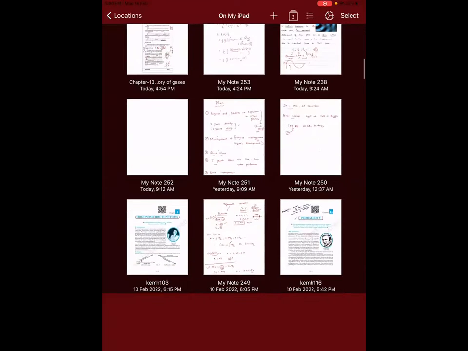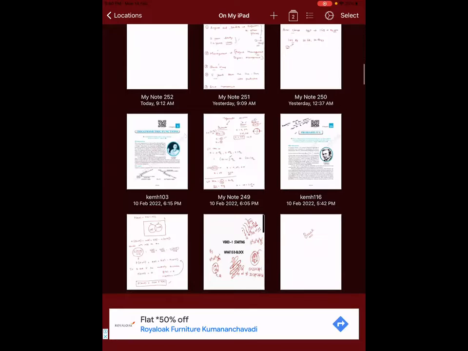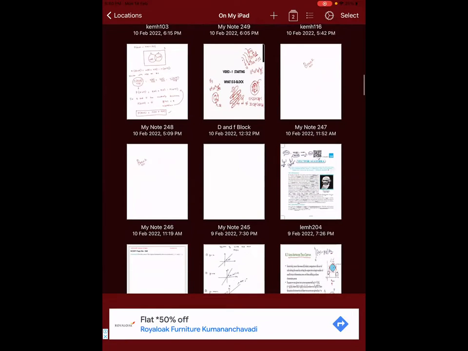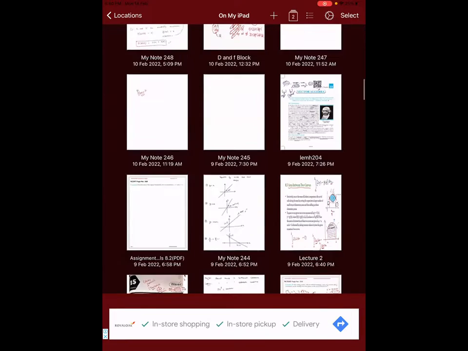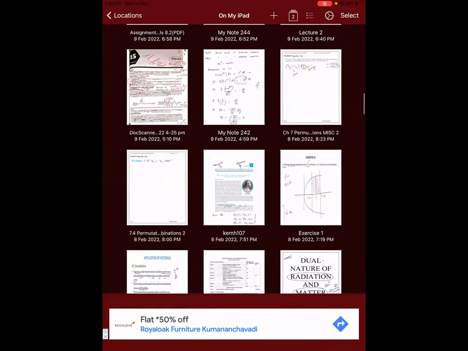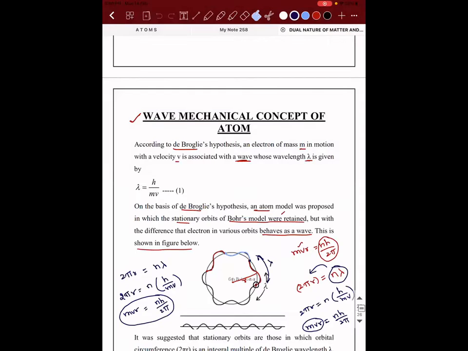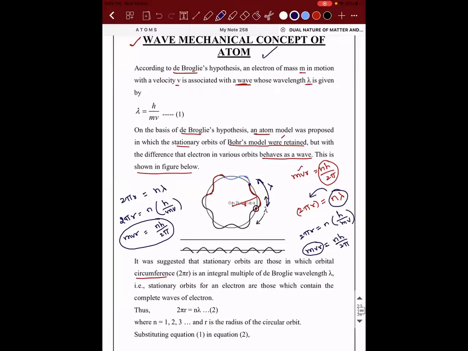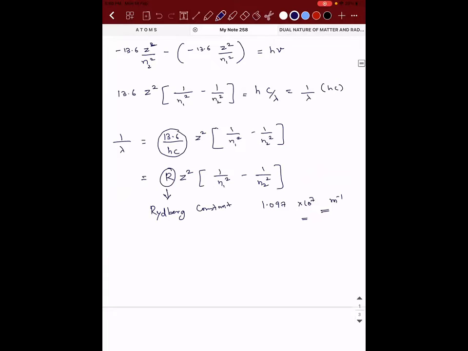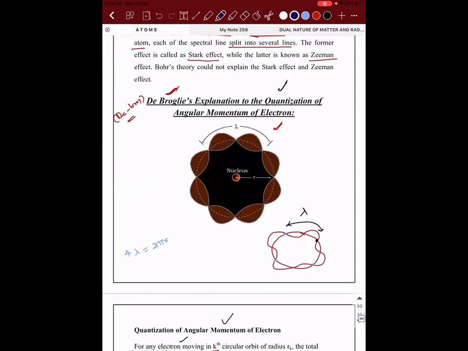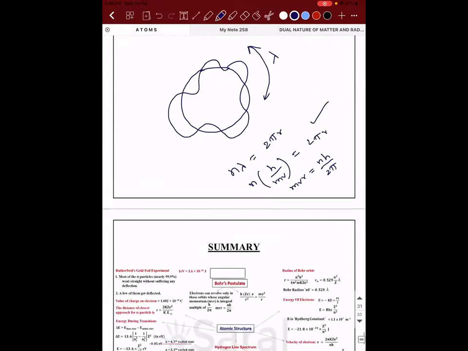Here, wait, I'll show you for your satisfaction. The dual nature. Look, wave mechanical concept of an atom. Right, the same logic is applied here also. So there is also a wave mechanical concept of an atom. Right. So with this, we are done with this chapter.